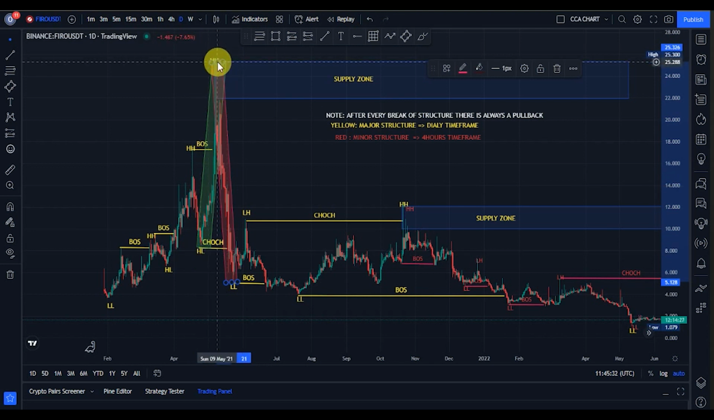Sure, we got a pullback. The bears took the price from $25 and took it back to about $5, breaking structure now to the downside. Remember what I used to say on this channel: anytime you have a break of structure to the upside and the downside, that's a change of character.